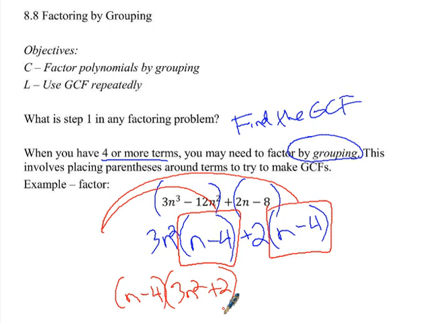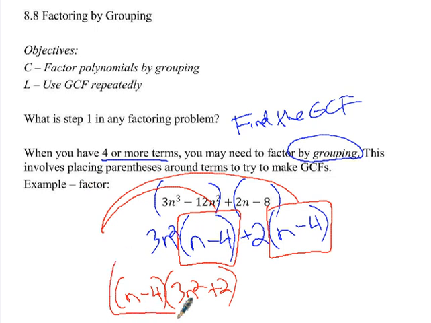So in the end, you have to draw your grouping symbols. You have to factor a GCF out of each group, which is what we did. And then look inside the parentheses, see if there's another GCF. If there is, factor that whole thing out, and then write what's left over. And then you have your answer.